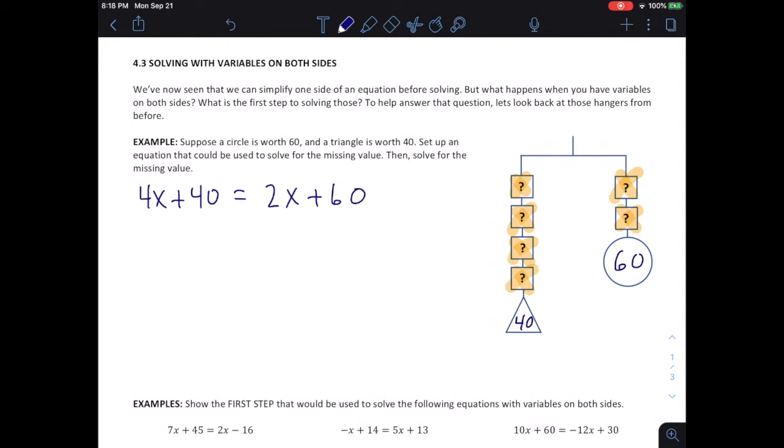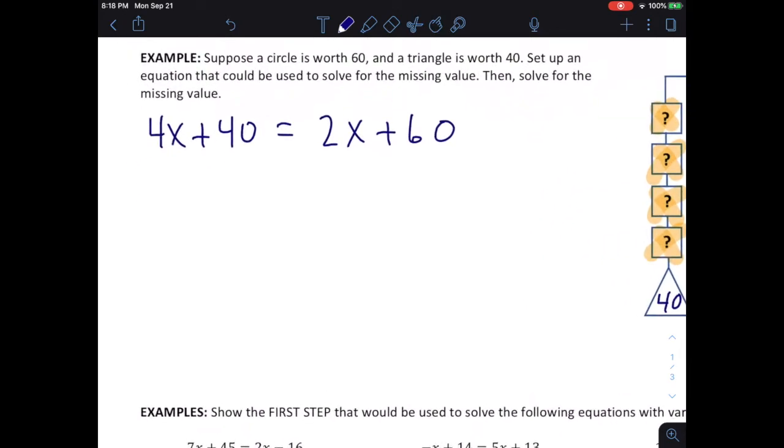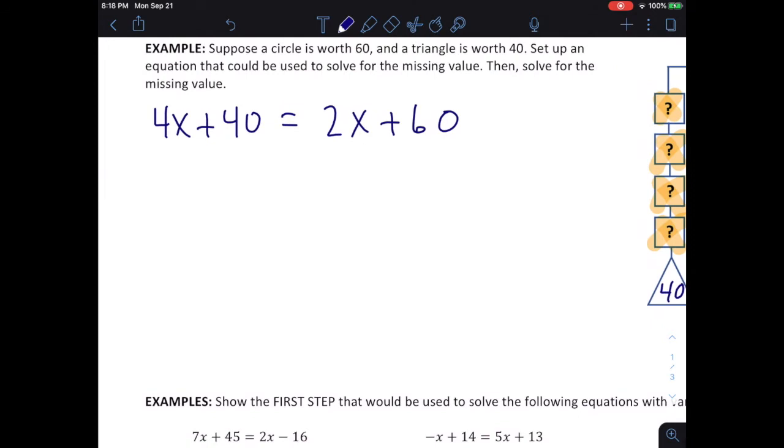Okay, so now with this, we want to now be able to solve this. And like I said earlier, all we have to do is get the x's on one side and the numbers on the other side, and then we can solve it. And the key thing to look for is the smallest x. In this case, 2x is smaller than 4x. So I'm going to start with the 2x, and I'm going to subtract 2x from both sides.